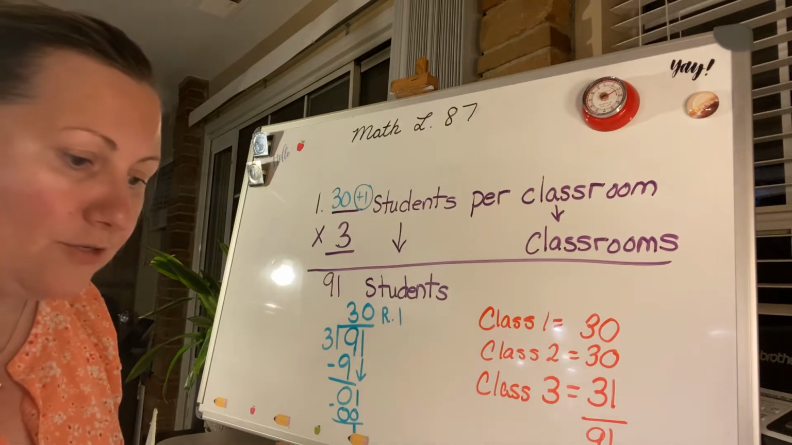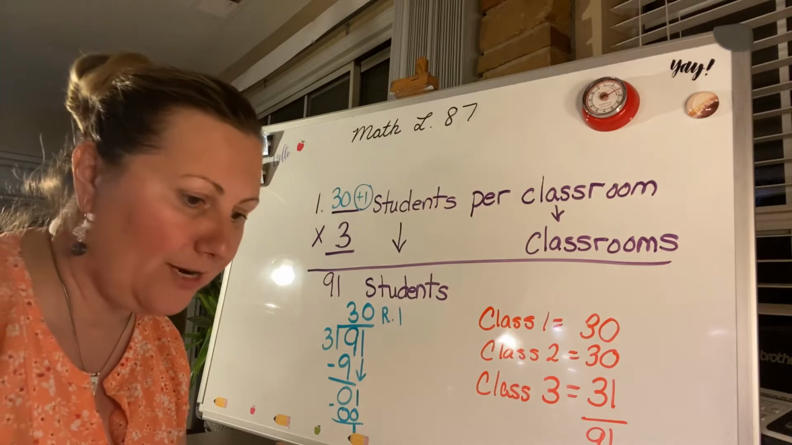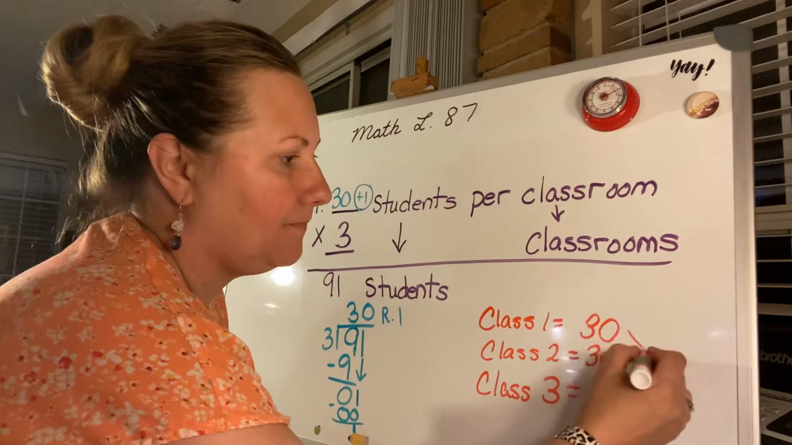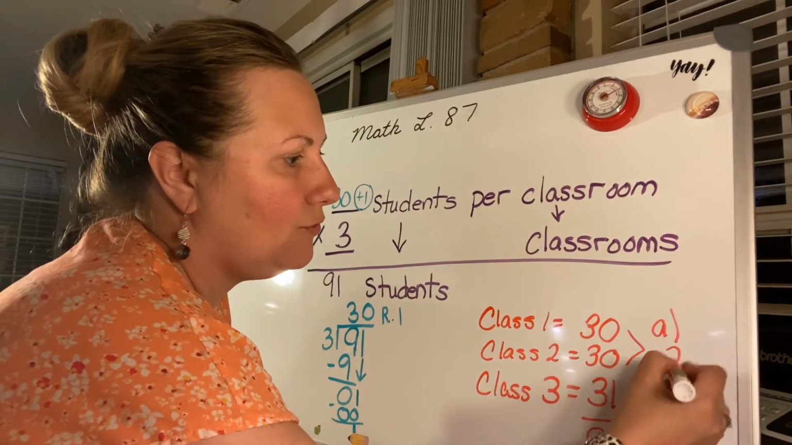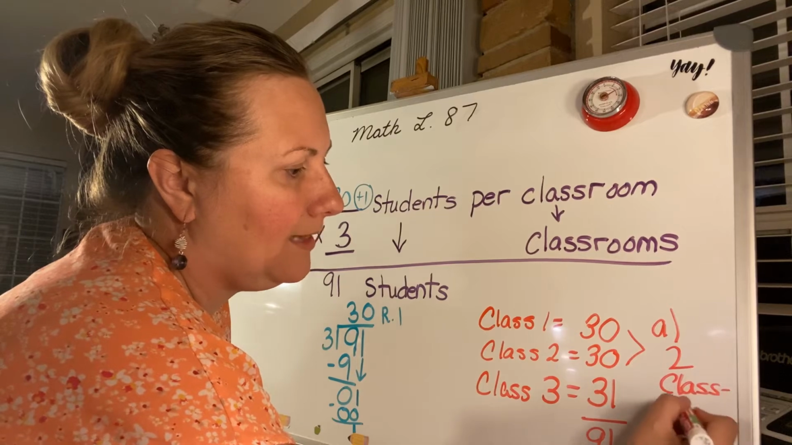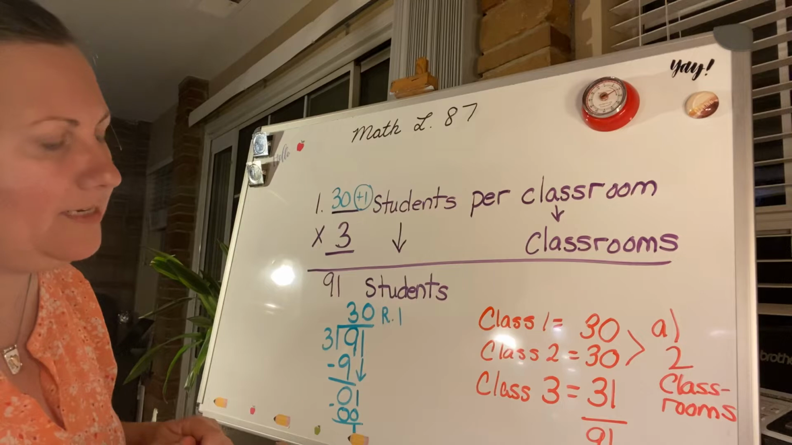So then to answer adequately, letter A said, how many classrooms have exactly 30 students? And the answer to A is 2 classrooms. 2 classrooms. Can you see that okay? 2 classrooms can have 30 students.